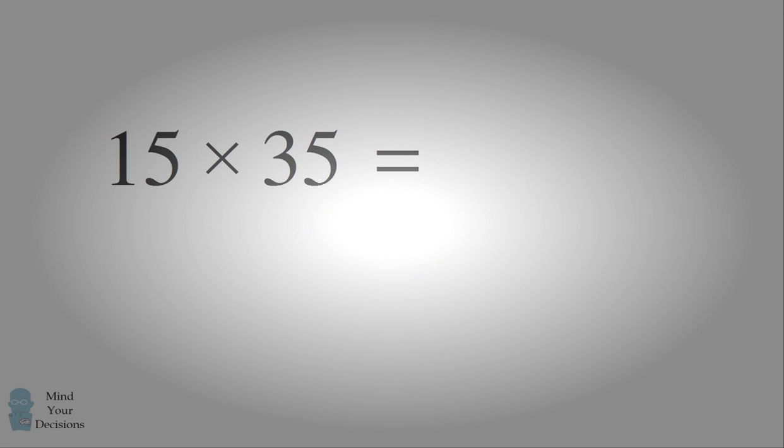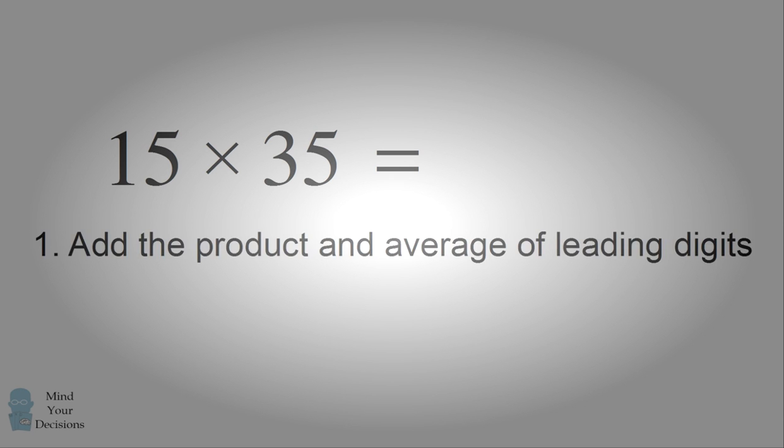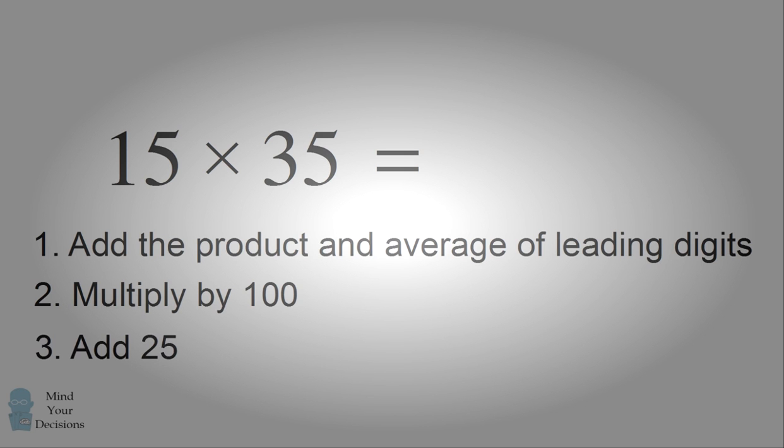Let's say you want to multiply 15 by 35. Both the numbers 15 and 35 have a last digit of 5. So there's a quick way we can solve this. The steps are to add the product and average of the leading digits of the number. We multiply that result by 100, and then we add 25. So let me go over these steps in detail.